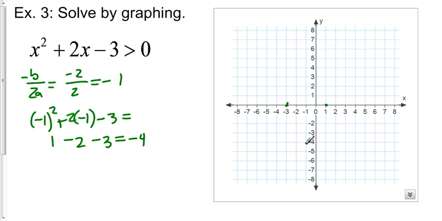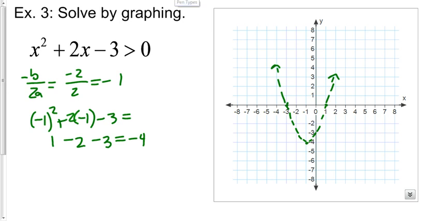So let me draw a rough sketch here of our graph. Notice I'm making it dashed. It doesn't really matter here because I'm not too concerned about the graph as much as I am the solutions. So this is what our parabola looks like. Again, you can get this using your graphing calculator.